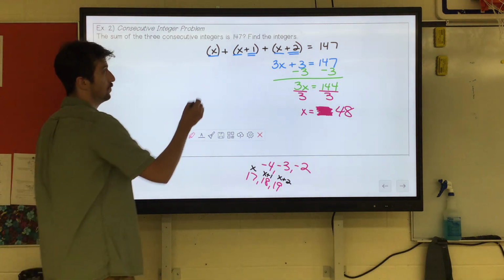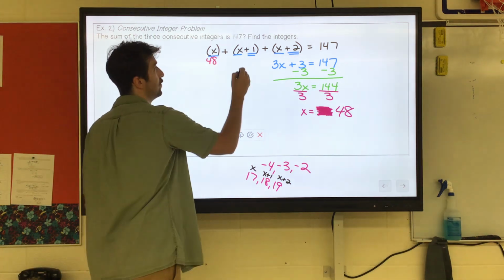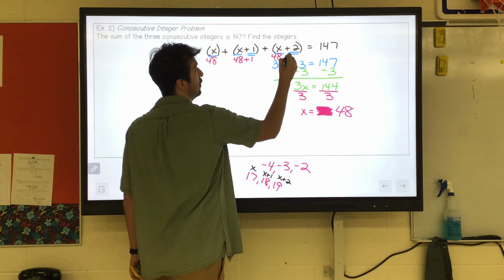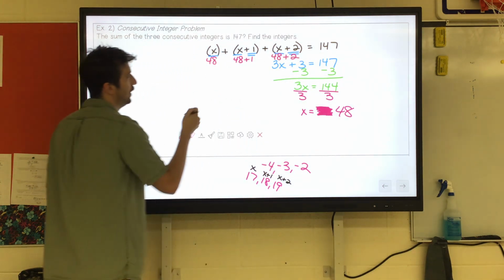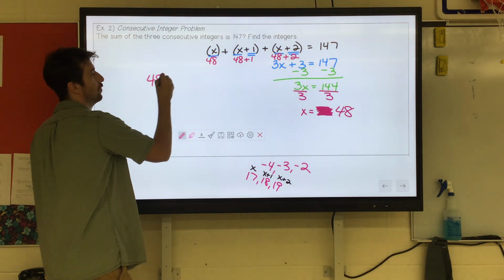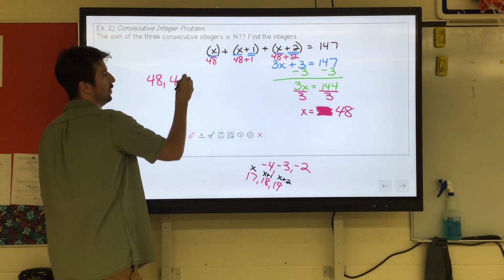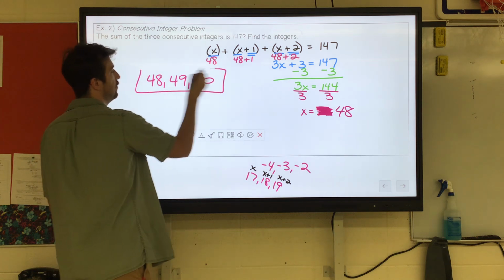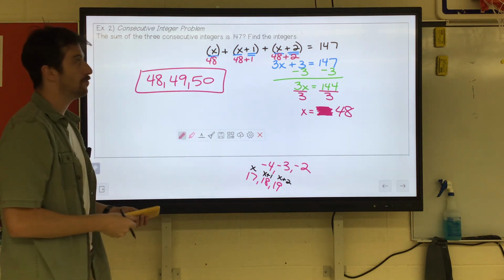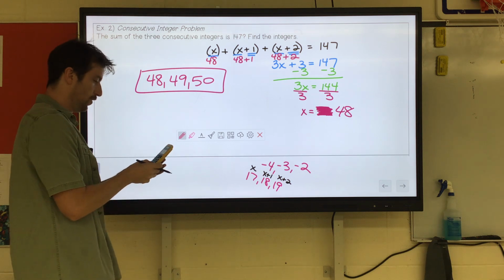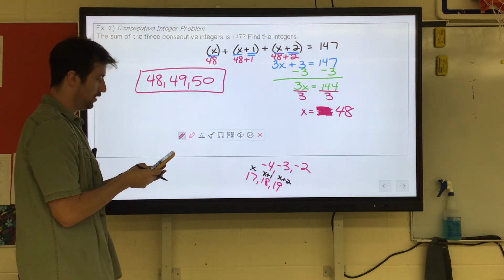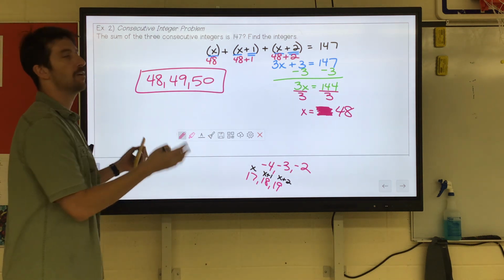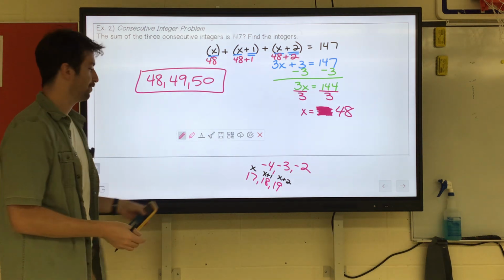Our lowest one is 48. The next one would be 48 plus 1, and then 48 plus 2. Now, 48, great. 48 plus 1, 49. 48 plus 2, 50. Those are our 3 consecutive integers. You should add them up and make sure it gives you 147. 48 plus 49 plus 50. 147, great. That's the proper way that you should do this problem.